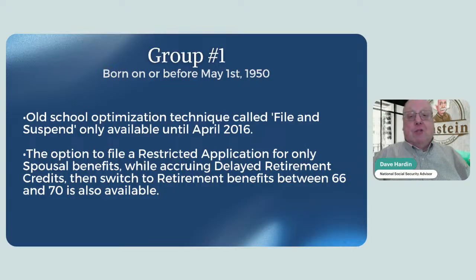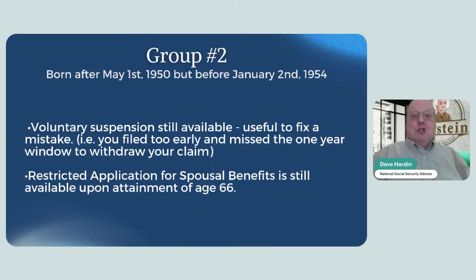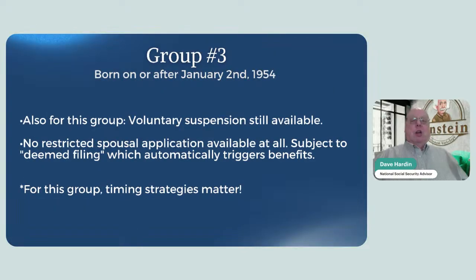If you have not filed for Social Security, you've made a grievous error. File, collect. You're just throwing money away. If you're born after May 1st, 1950, before January 54, you've also made a mistake. You just turned 72. And if you haven't filed, you've made the same error. But if you're born after this January 2nd, 54, it has taken that voluntary suspension. You can voluntarily suspend, but your spouse can't file a restricted application anymore.